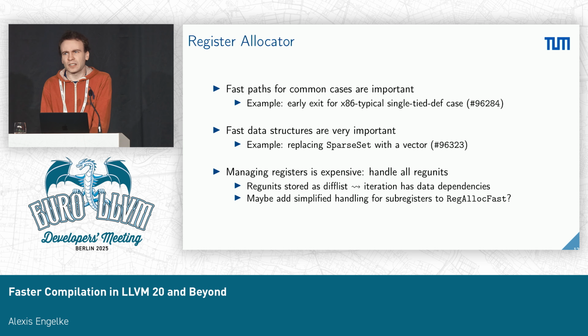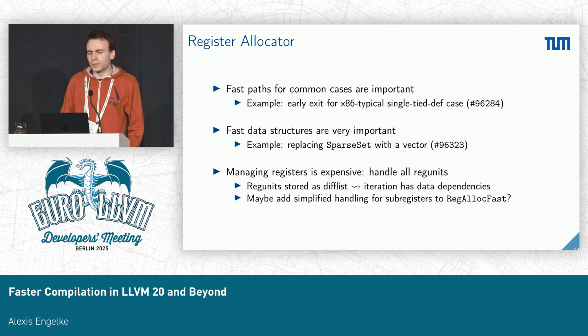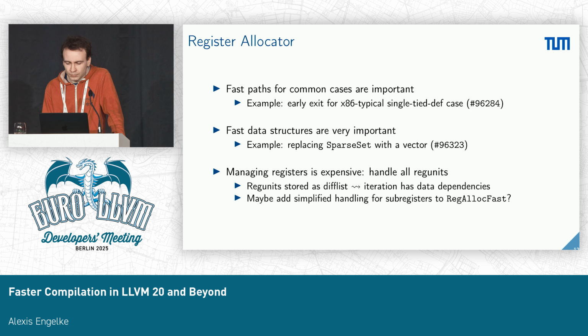So reg units are stored as a diff list generated by TableGen. And this causes a lot of data dependencies when iterating over the reg units of a register. And I haven't measured, but I suspect that these dependencies also cause some performance overhead.